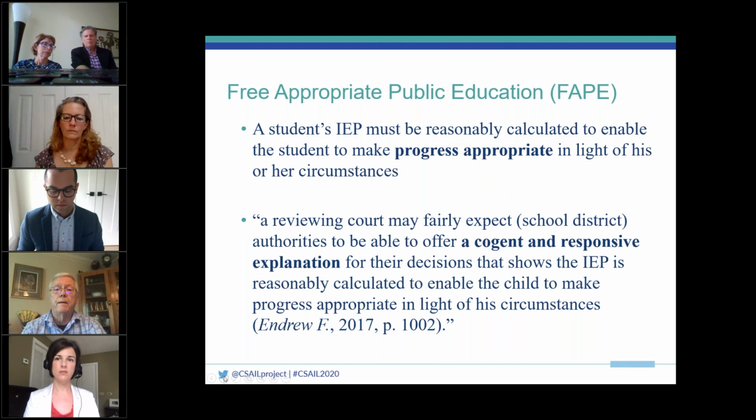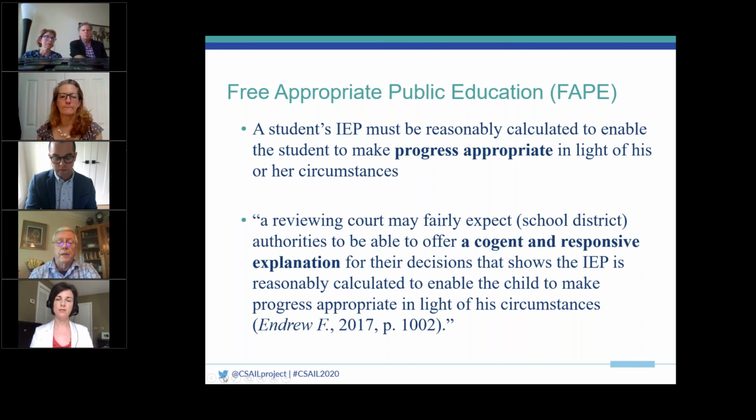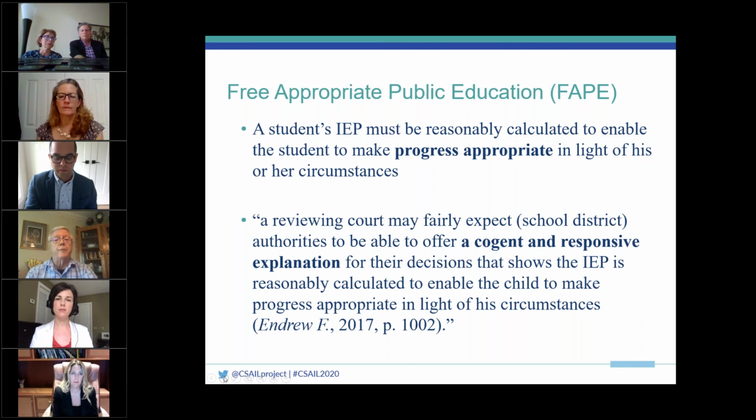Now, in the opinion, which was written by Chief Justice John Roberts, he wrote that a student's IEP must be reasonably calculated to enable a student to make progress appropriate in light of his or her circumstances. And in an interesting comment in the Supreme Court's decision, Roberts wrote, a reviewing court may fairly expect school district authorities to be able to offer a cogent and responsive explanation for their decision that shows the IEP is reasonably calculated to enable the student to make progress appropriate in light of the child's circumstances.